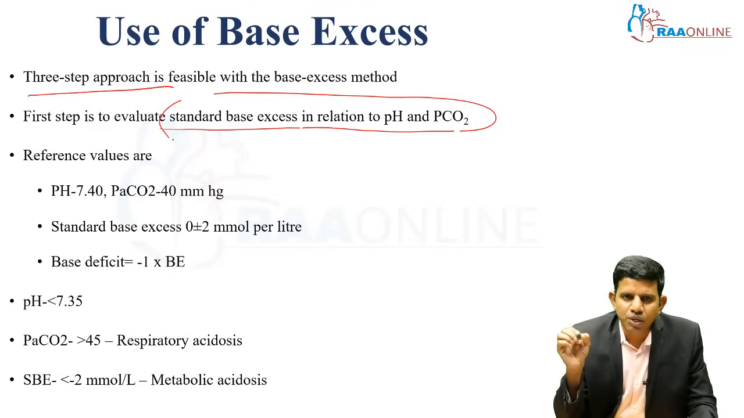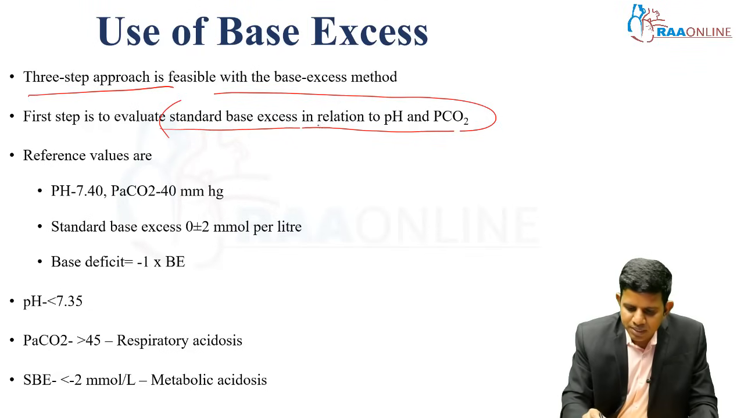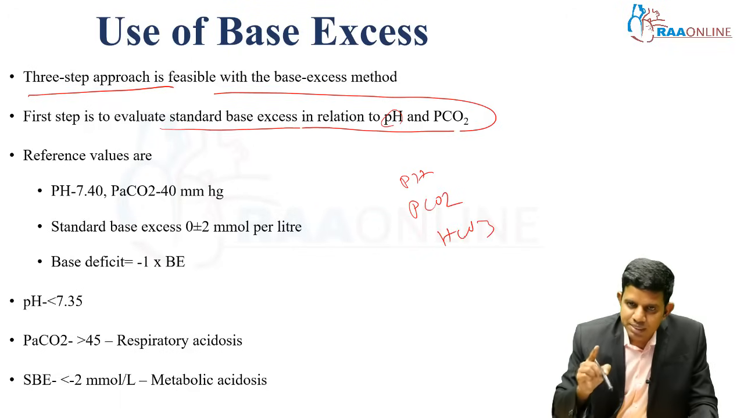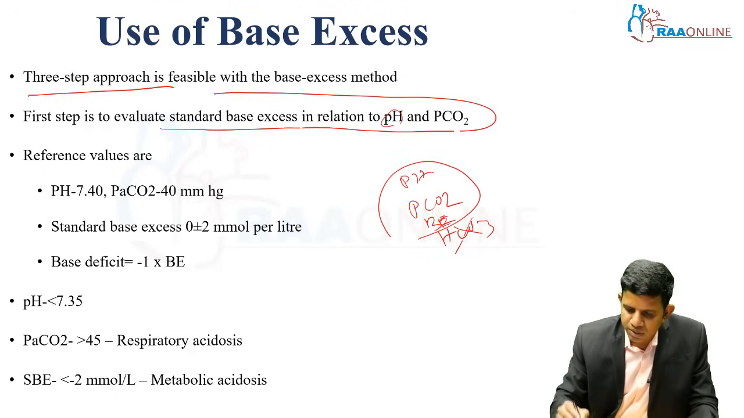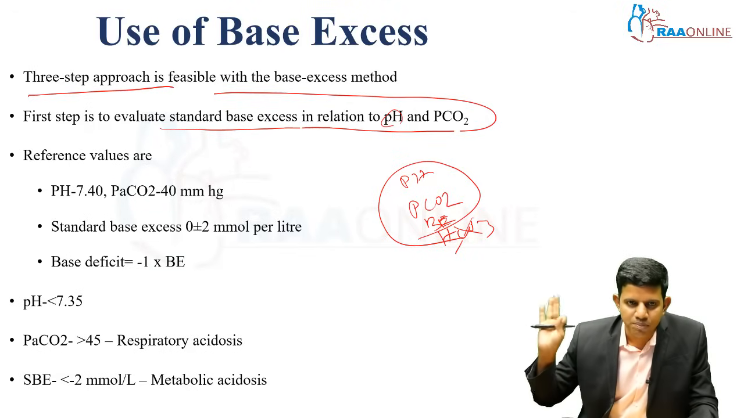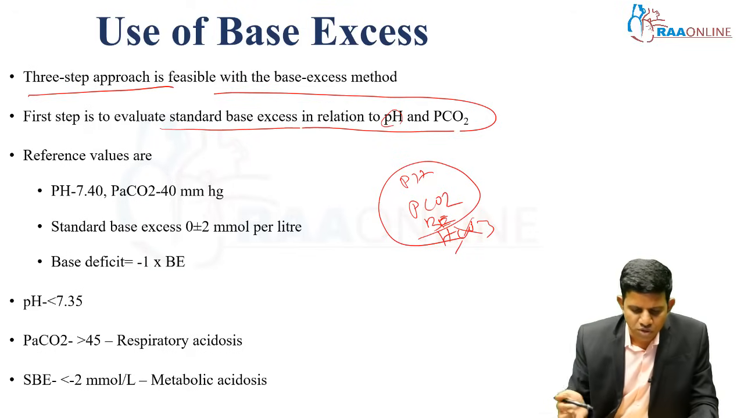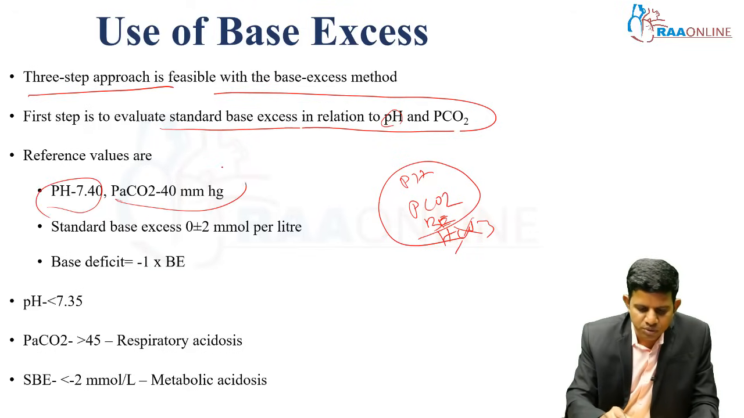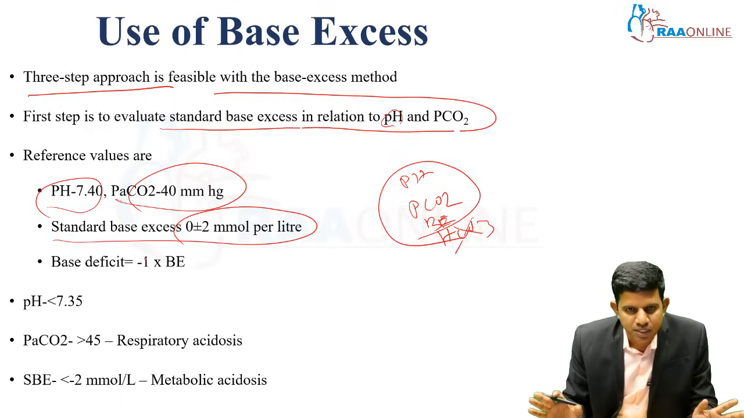In the physiological approach, the first step is to use the bicarbonate in relation to the pH. In the physiological approach, you check the pH, PCO2 and bicarbonate. In the Copenhagen approach, the base excess approach, we won't use the bicarbonate because, as I already told, bicarbonate is respiratory dependent. Here we will use the base excess. So the first step is three parameters: pH, PCO2 and base excess. First, the reference normal values: pH 7.4, PCO2 40, and standard base excess -2 to +2 is the normal range.